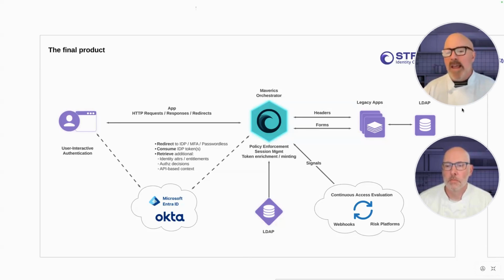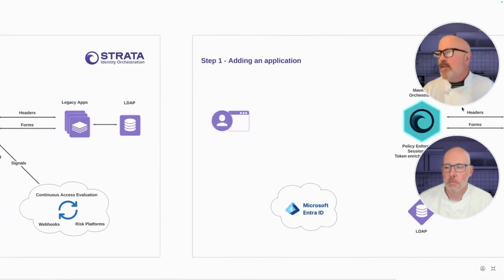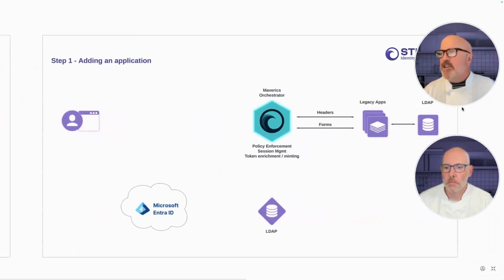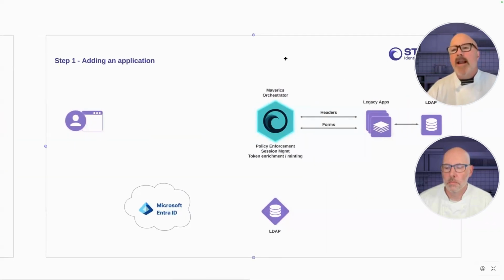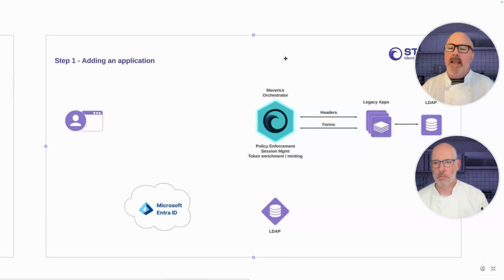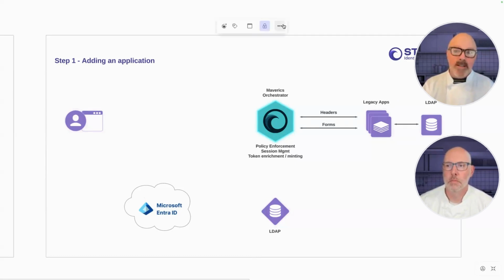So let's show how we actually get that done in our orchestration fabric. So the first step is to add the application itself. So here we'll create a definition of what is the application that I'm protecting. Is this Workday? Is this Salesforce? Is this a legacy application that's been around but serving the business needs for a long time? You just tell the orchestrator what type of application I'm protecting, and then we create whatever is necessary for the application to know that it's got an authenticated, authorized user.